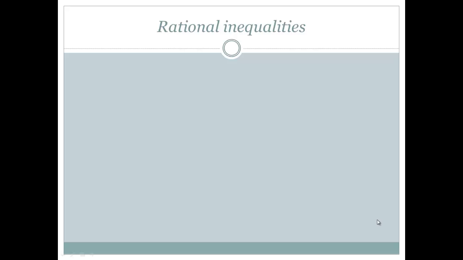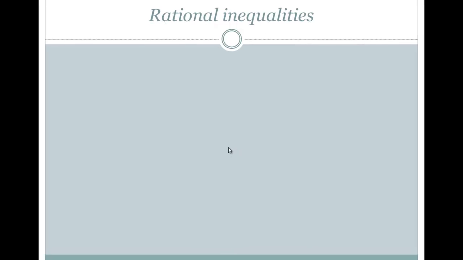We're going to talk about rational inequalities. A little bit similar to what we did with polynomial inequalities, but just a couple things that we need to look at that are different in terms of critical numbers. And then we'll do a couple examples and we'll wrap it up for the week.